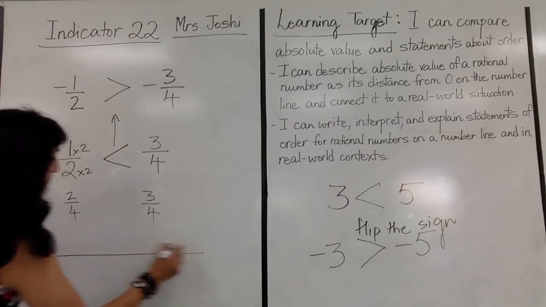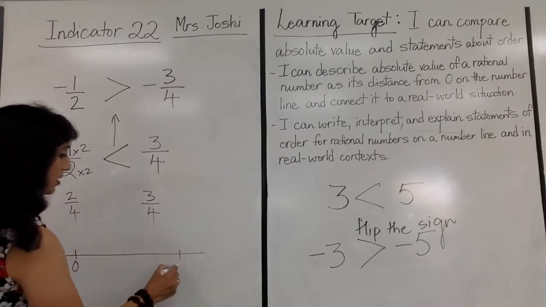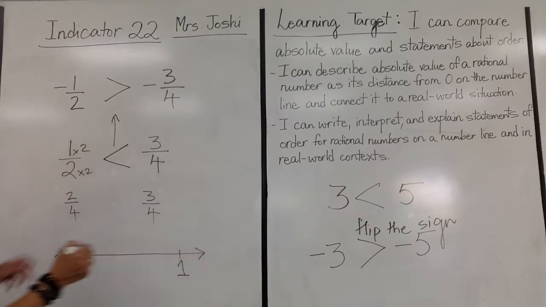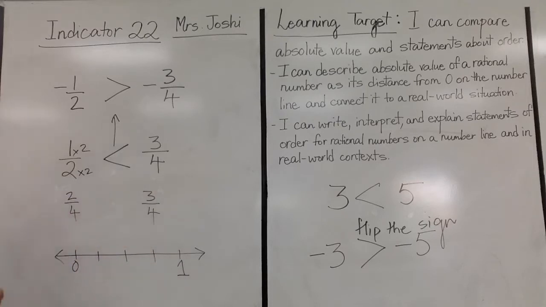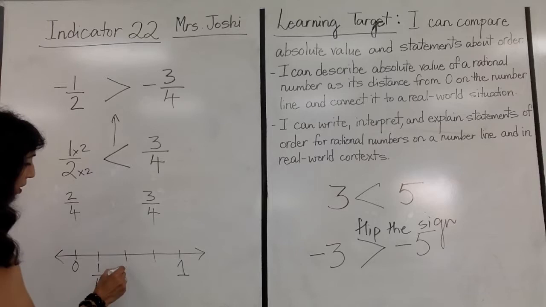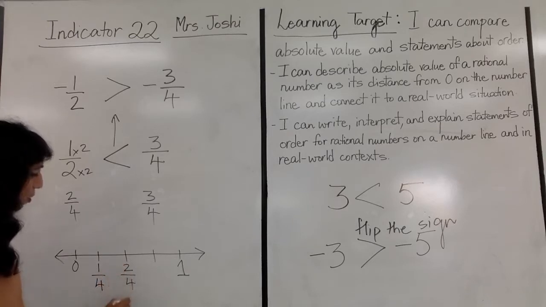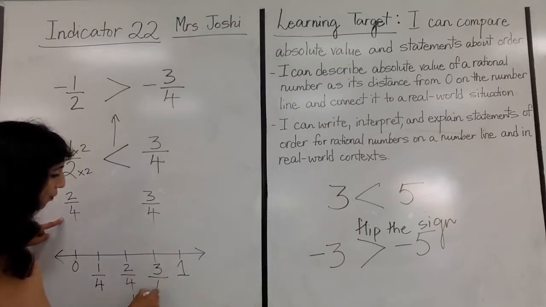Let's say that this is positive. We're talking about 1/2 and 3/4, on the positive side. So let's say this is 0, this is 1 whole. Since the denominator is 4, we are going to break it up into 1, 2, 3, and the 4th is 1/1. So this is positive, right of 0. 1/4, 2/4 is 1/2, and then we have 3/4.